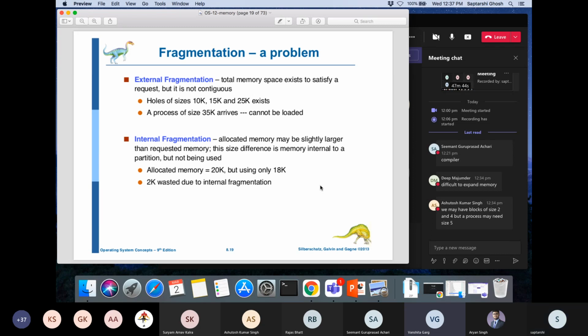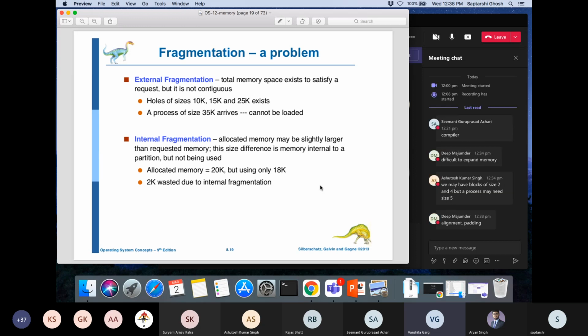Any answers? Does it even happen, like when you are writing C programs, that you were allocated a bit more memory than what you asked for? Can it happen? Okay, Deep, can you unmute yourself? Alignment padding. Structs may have padding inside that increases the size of the struct beyond what we expected.